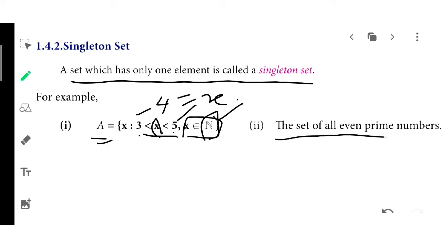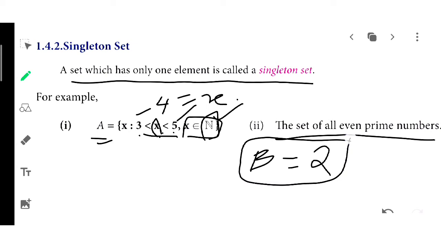Okay. In our next example, we have to find a set, that is example B, the set of all even prime numbers. When we look at the prime numbers from 1 to infinity, we have only one even prime number, which is 2 itself.